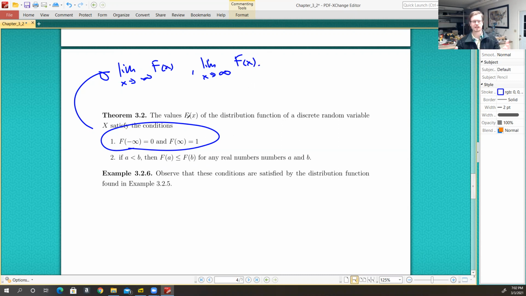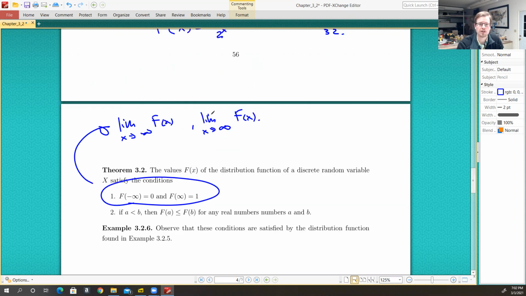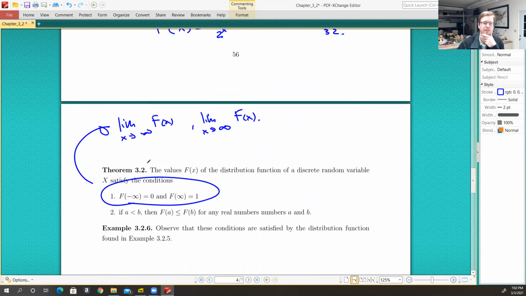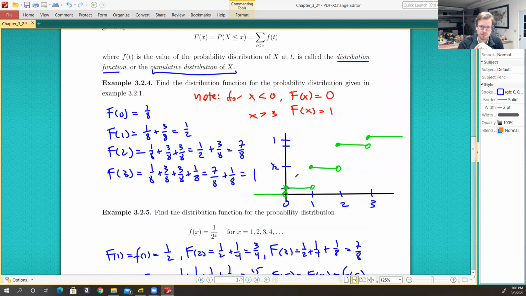Now, I think a lot of the examples don't have an infinite number of values. For example, if we were to consider this, we can see that as we go to negative infinity, everything below 0 has probability 0. So we do have, in fact, capital F, the distribution function at negative infinity is 0. And then the distribution function at infinity, everything above our last value here is 1. Excellent. So that's kind of what we're saying here.